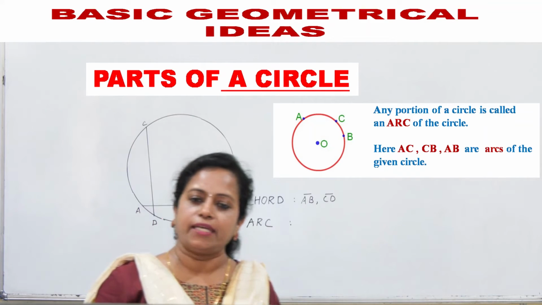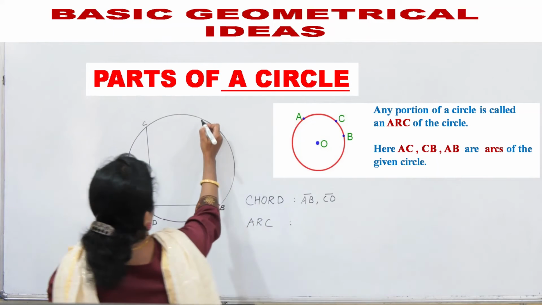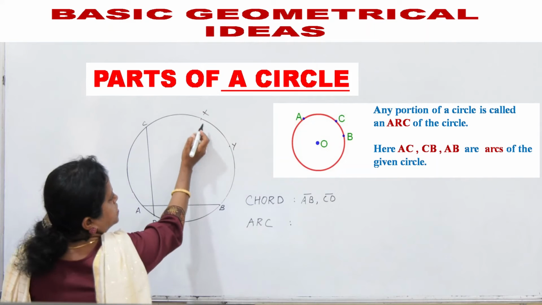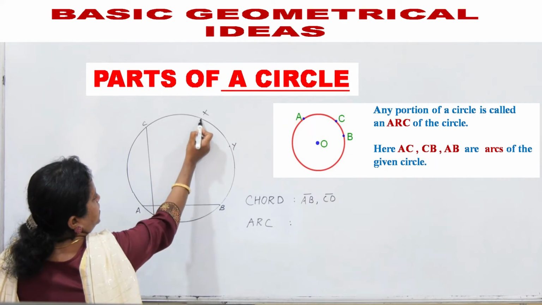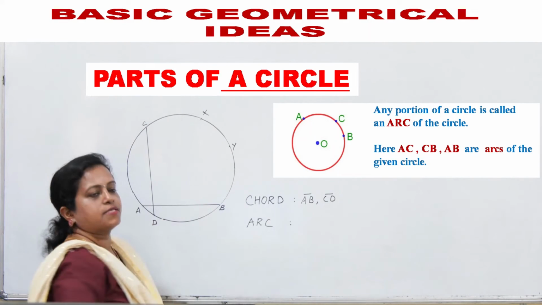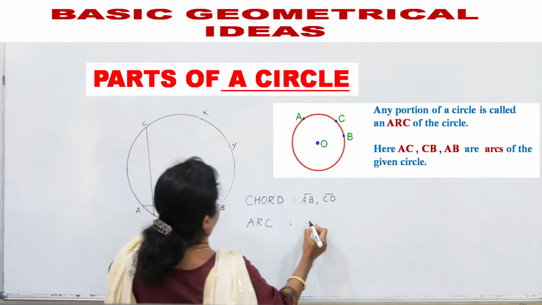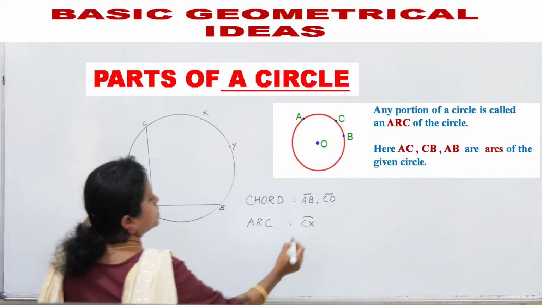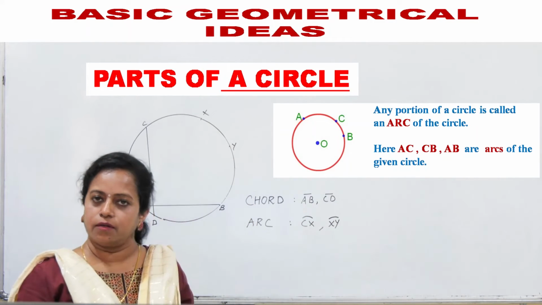Arc refers to any portion of a circle. If you take any point on the circle, if I take a point here X and another point here Y, this part, that is XY, is one arc of the circle. Or if you take this point C and X, this is another arc of the circle, or Y and B, this is another part of the circle which is called the arc of the circle. So you can write it as CX and denote it by the arc symbol, or XY, this is the arc of the given circle.